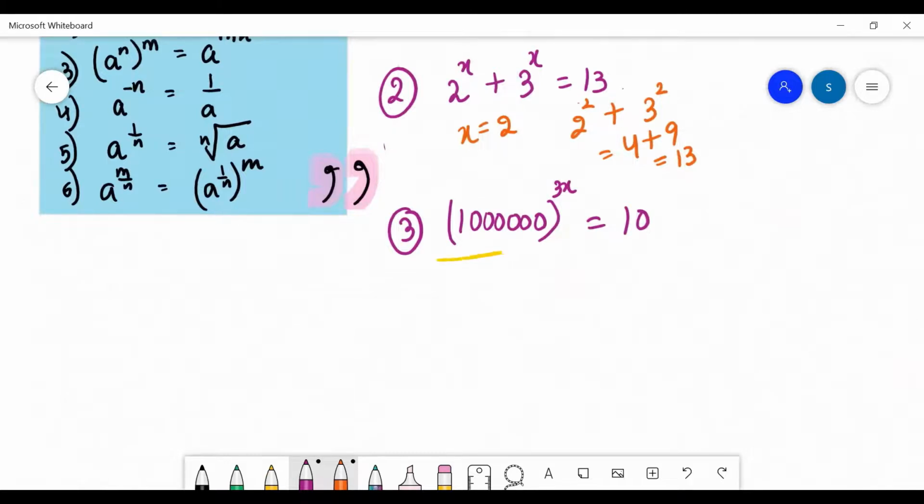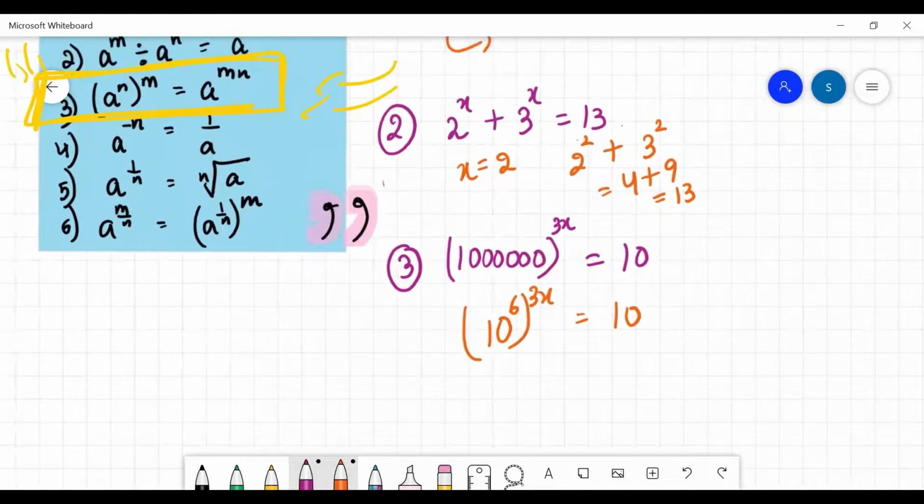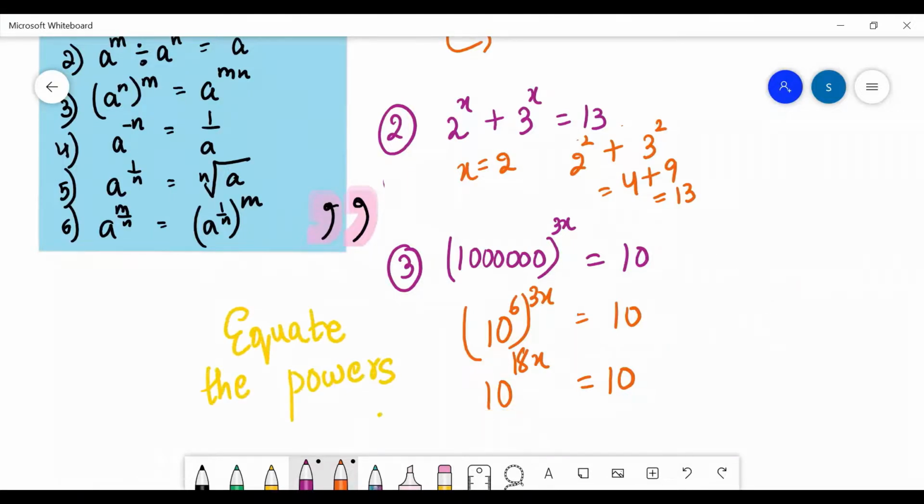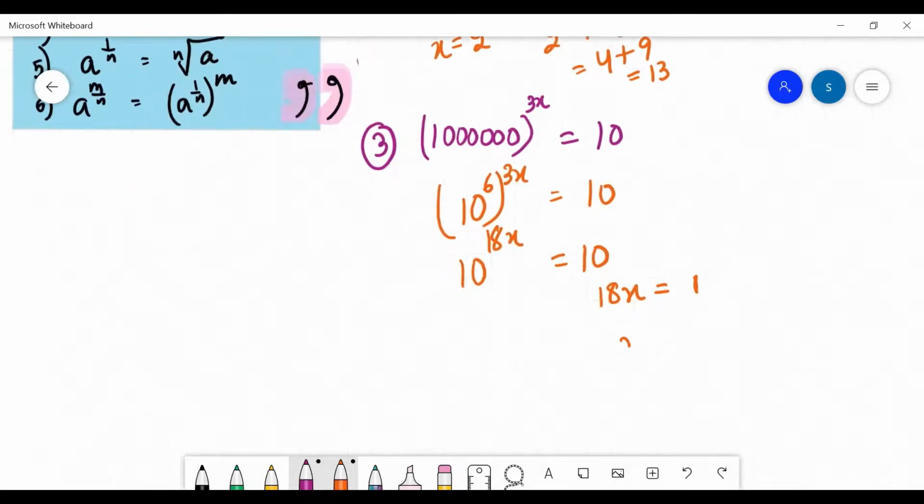Next we have 1 million raised to the power 3x equal to 10. You have to find out what x is. Now 1 million can be written as 10^6 and you have 3x outside the bracket. Now you can just use the third rule here, which is basically (a^n)^m = a^(m×n). So this is 10^(18x) = 10. Now since the bases are the same on either side, just equate the powers. So that is 18x = 1, x = 1/18.